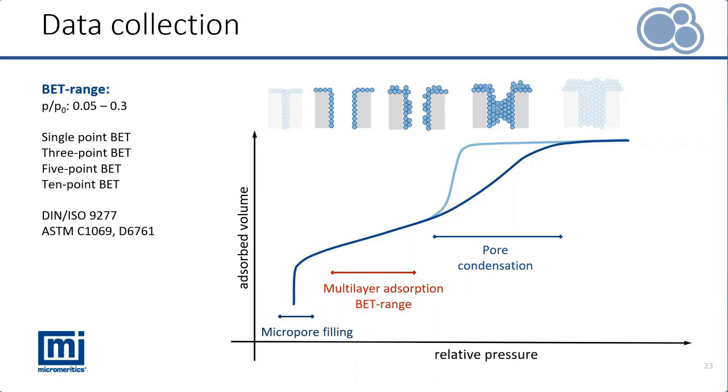More reliable is multi-point BET. Here we find, for example, 3-point, 5-point, and 10-point BET. The BET method is also part of several standards like the DIN ISO 9277, the ASTM C1069, or D6761, and many more.